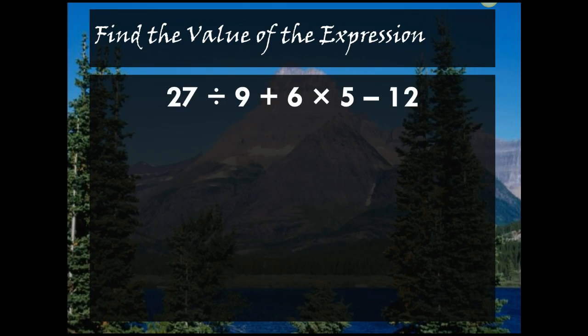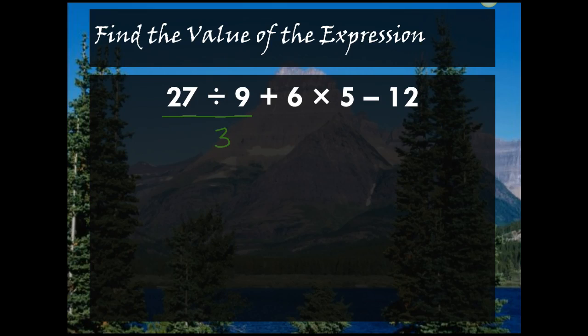In this problem, we can see that we have no parentheses and no exponents. Therefore, we're going to move on to multiplication and division. The first thing that I come across is the division problem, 27 divided by 9. 27 divided by 9 equals 3.